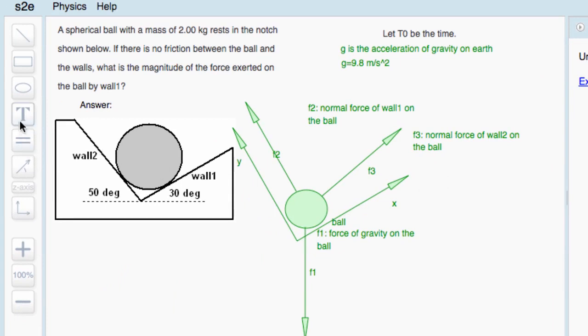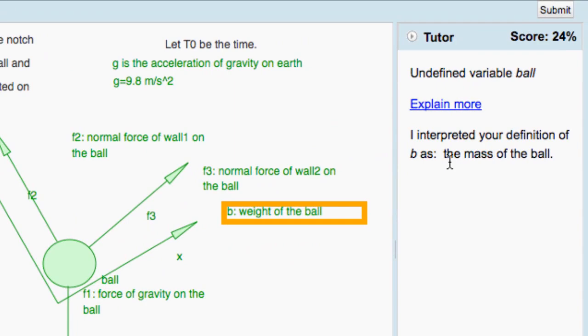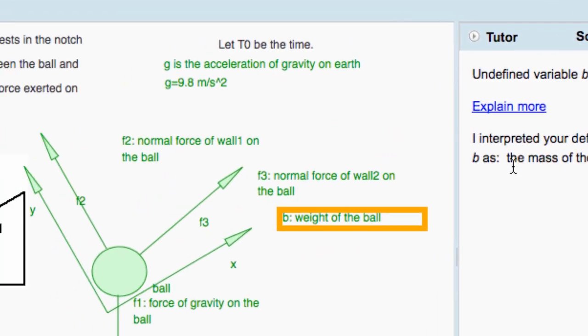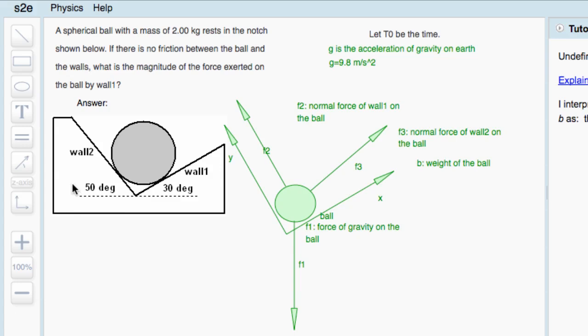I'm going to come over here and grab the text tool, and tell it what part of the ball I'm focusing on. So I'm going to say B, and I'm going to say it's the weight of the ball. Okay, so it turned green, but you'll notice that over here it says it interpreted my definition as the mass of the ball, and in the problem it told me that the mass was 2 kilograms. So I probably should have written mass, but it understands weight. Okay, so now if I come over here and I grab my equation tool and I draw B equals 2 kilograms, it will accept it.